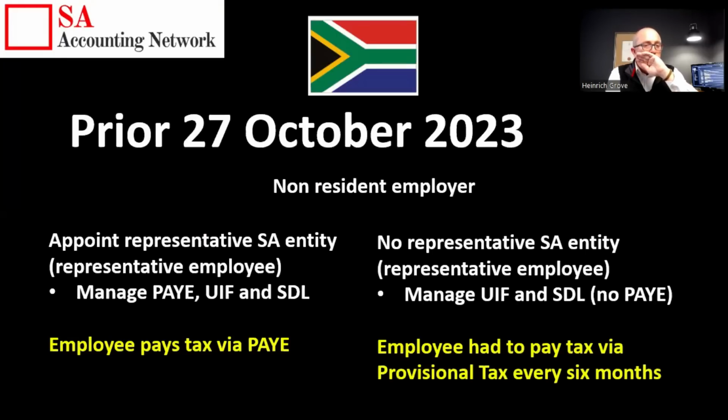So let's quickly unpack: what did it look like before the 27th of October? For non-resident employers, in the past they used to have to appoint a representative in South Africa, or a representative SA entity, or a representative employee. So that company in America or wherever you guys are based had to appoint a South African representative entity, and that company or that representative employee managed the whole salary payments and stuff.